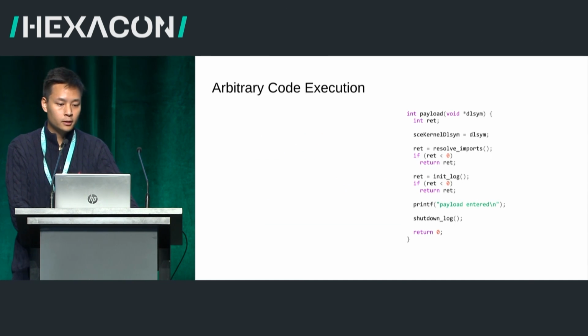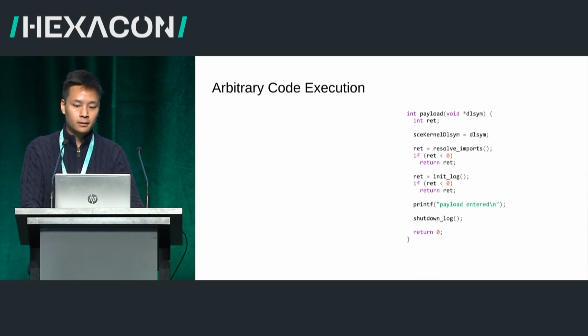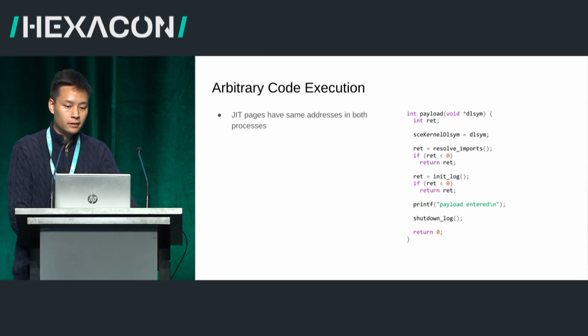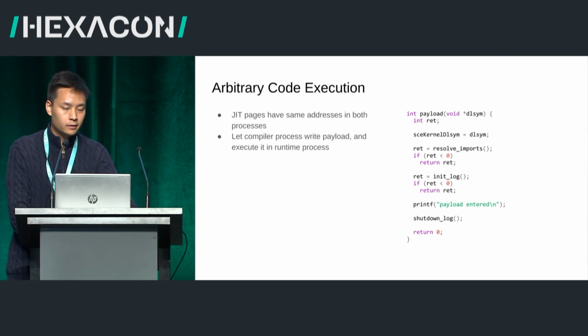Exploiting the bug is quite easy. We don't really need to get code execution in the compiler process. We can simply use the write primitive to write our payload. And that works because the JIT pages have the same addresses in both the runtime and the compiler process. So we let the compiler process write our payload, and then we can simply execute it in the runtime process. And that allows us to write C code as the next stage of the exploit chain.